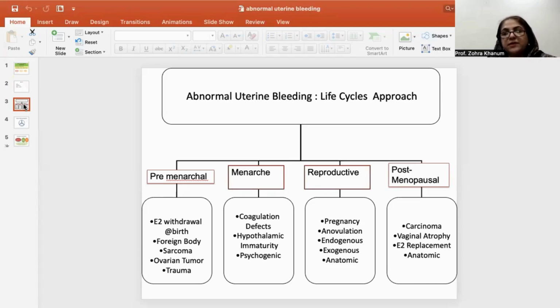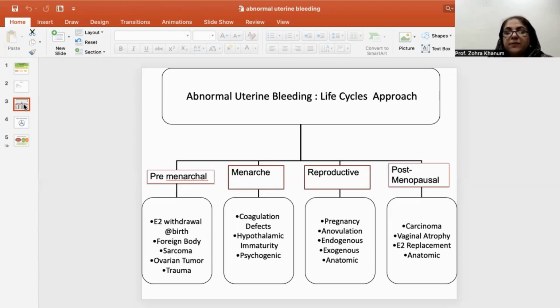It's a very simple life cycle approach for abnormal uterine bleeding. It can show कि किस एज में कौन सी कॉजेज हैं जो abnormal bleeding को लीड करती हैं. Like pre-menarche, that means before the age of menarche, there may be the estrogen withdrawal at birth that can lead to abnormal bleeding. There may be a foreign body, very rare, very rare. There may be a sarcoma, that is a tumor. There may be an ovarian tumor, or the bleeding may be due to trauma.